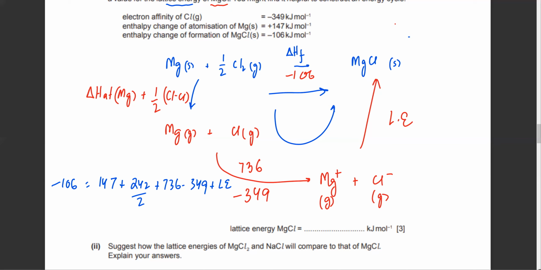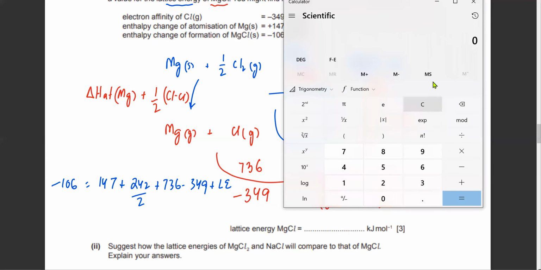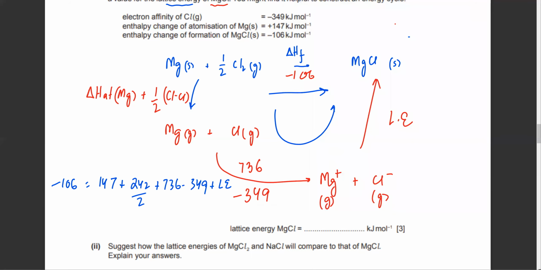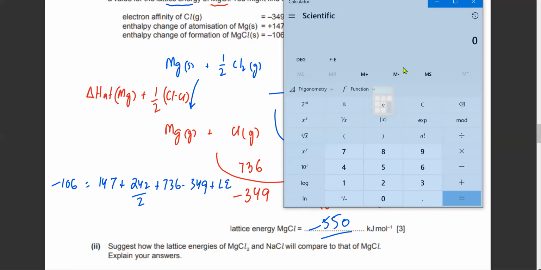Has anyone tried it? Okay, so we are getting minus 550. Sir, I'm getting negative 761. Okay, just let me quickly. Did you divide 242 by 2? Yes. So one second, let me. Let's remember, be very careful with your calculations. A tiny mistake.